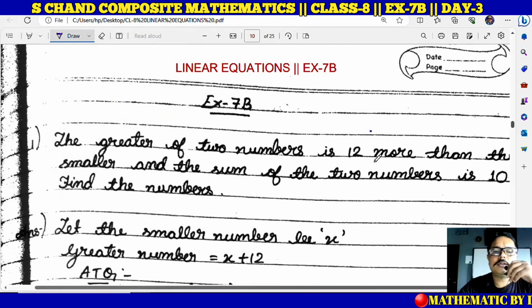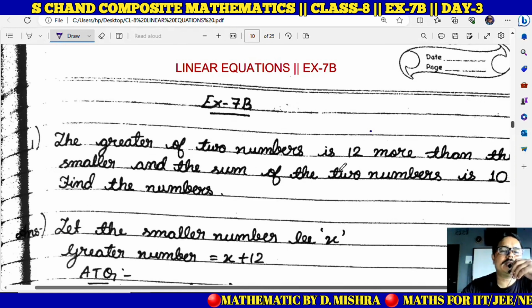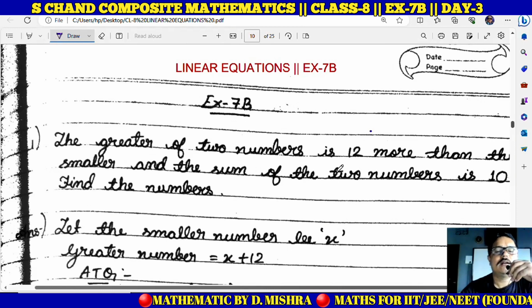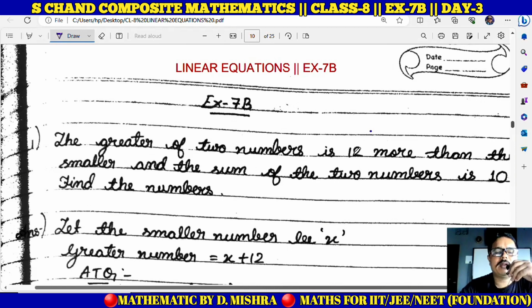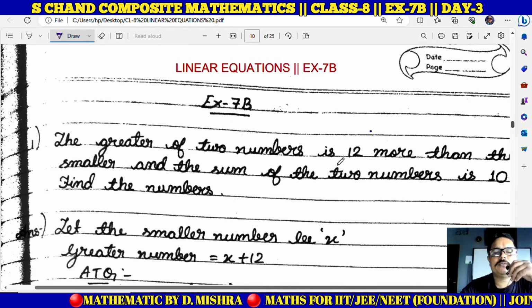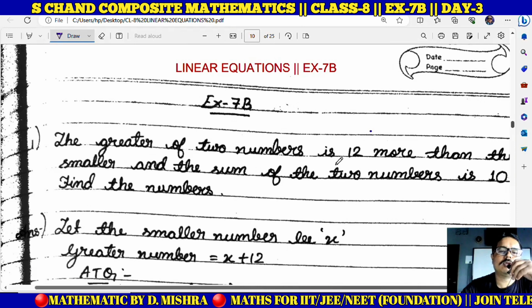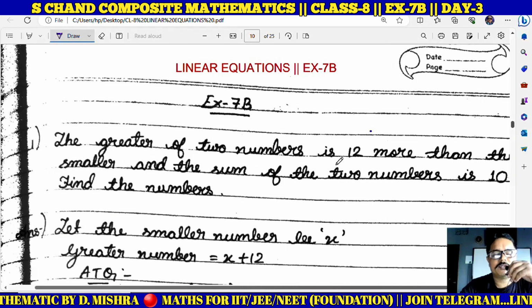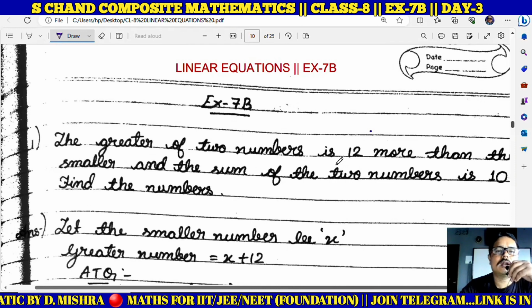Dear children, in today's class I am going to explain all the sums of exercise 7b from class 8th standard maths. The name of the chapter, as you know, is linear equation in one variable, and exercise 7a, all the sums are explained in the previous videos. So if you have not watched, go through the video first and then you will understand the sums of this exercise. So let's start the class.